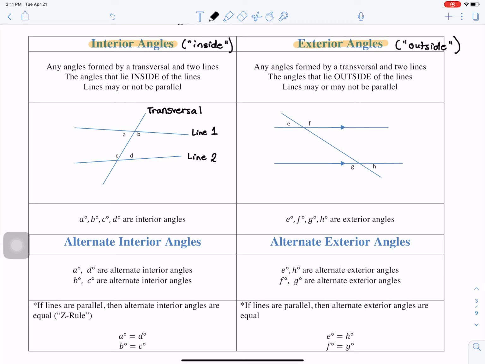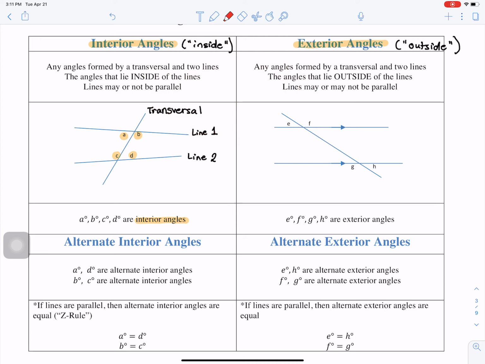So this transversal forms 8 angles. There's 4 angles being formed with line 1, and another 4 angles being formed with line 2. So each line forms 4 angles with the transversal: the left, right on the top and the left, right on the bottom. My interior angles would be the angles A and B, which lie below line 1, and C and D, which lie above line 2.